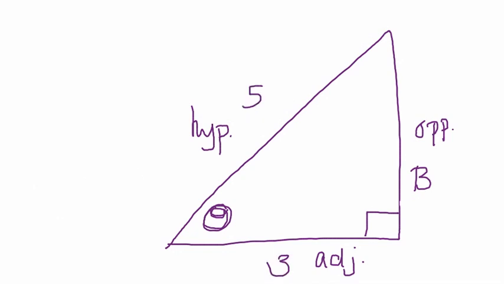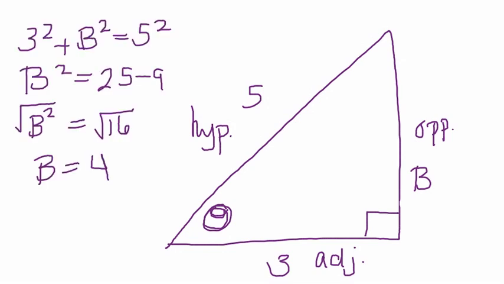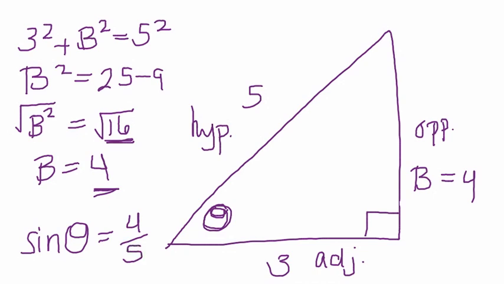Let's say we know that a is 3, c is 5, and we don't know what b is. So all we do here is use the Pythagorean theorem. Over here is how you solve that. You have to square 3, b, and 5, and ultimately b squared is 16, and b is 4. Now that you know all the sides of the triangle, when you do sine of theta, you have opposite over hypotenuse, which in this case is 4 over 5, and that's a trigonometric function, which you can do for all of the others also.